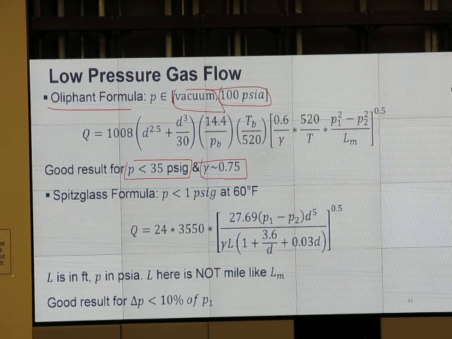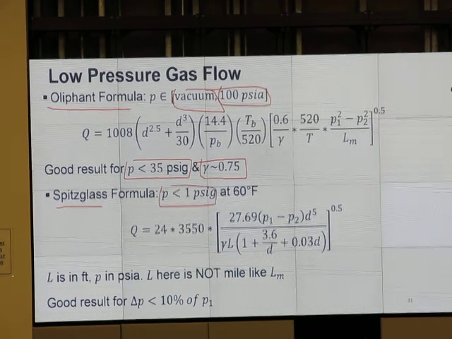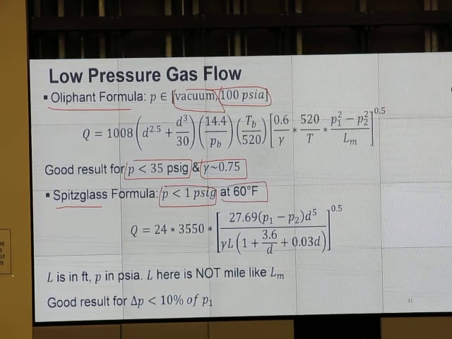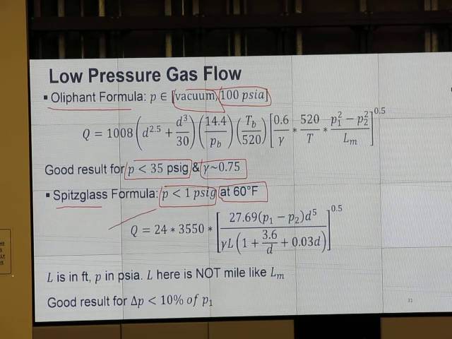Okay. Spitzglass is for less than 1 PSIG at 60F. It will be accurate. So if you have flow in the facility and the pressure is 20, it's not less than 1 PSIG, right? So you don't use Spitzglass. You use the Oliphant equation. O-L-I-P-H-A-N-T. Do you know how to spell that? Spitzglass, you know how to spell that? Because there's no multiple choice. You just have to fill in the blank. Yes, question.